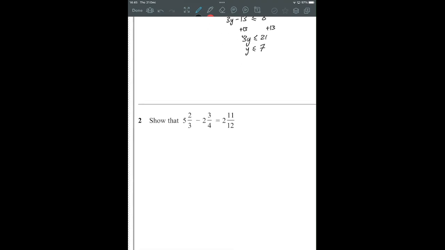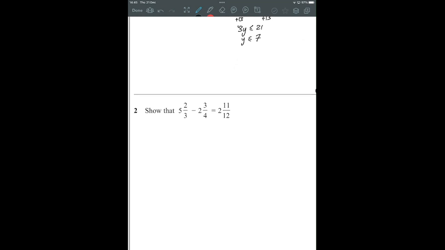Question 2 is a show that. Always be careful with show that. You need to put every relevant line of working in. First thing I'm going to do is turn these improper. Take the bottom, times by the big number, add on the number on the top, and again times and add. I've turned them both improper.